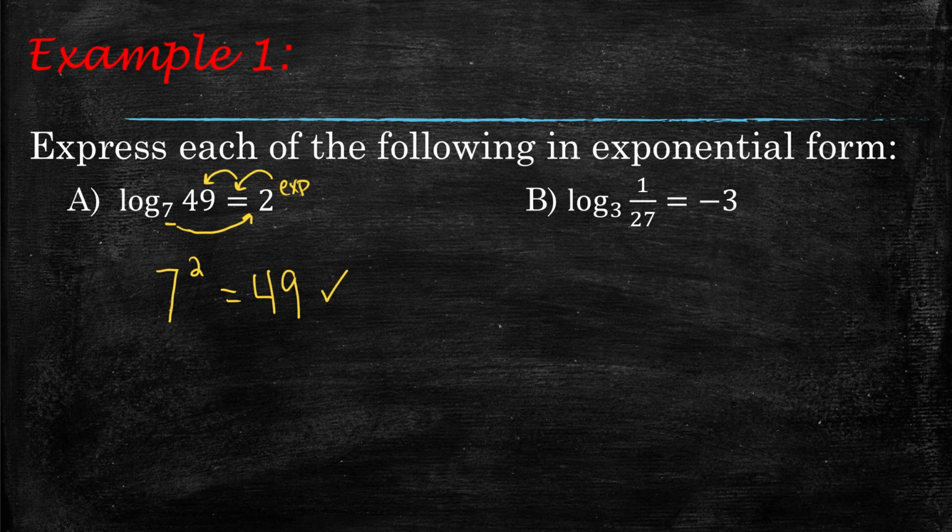Over here, part B, it says log base 3 of 1 over 27 is equal to negative 3. Start with your base, 3. Come and pick up your exponent, and then it's going to be equal to 1 over 27. And this is a true statement as well. Remember, when you have a negative exponent, you're going to end up with a fraction. Anything to a negative power is going to give you a fraction.